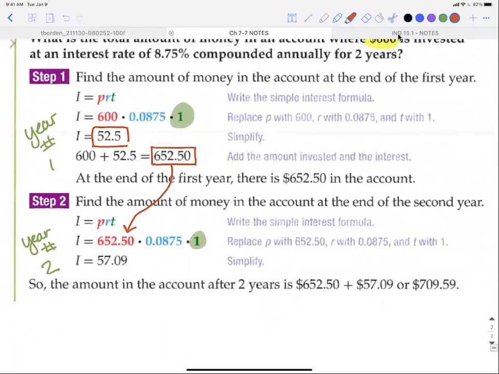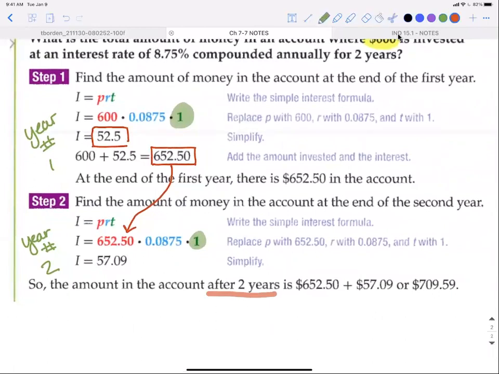Well, in order to find the amount of money in the account after 2 years, you have to take the principal and the interest that you got right here. This was year one. You need to add it to the interest from year two to get a total of $709.59 at the end of year two. So compound interest, while it's not harder because you still use PRT, is actually a little easier in the aspect that your year is always a 1.